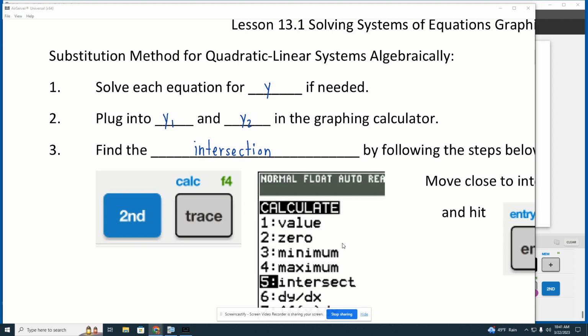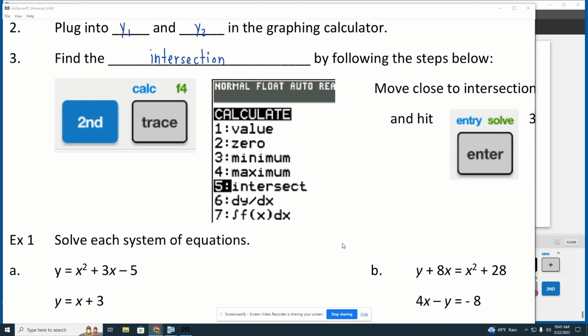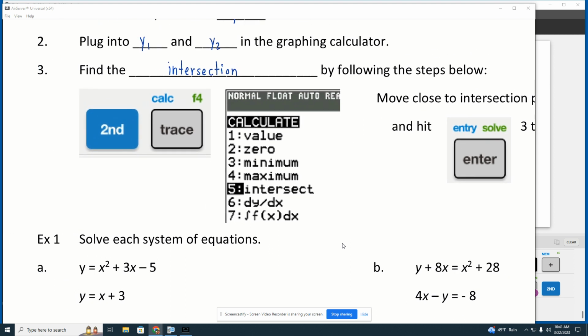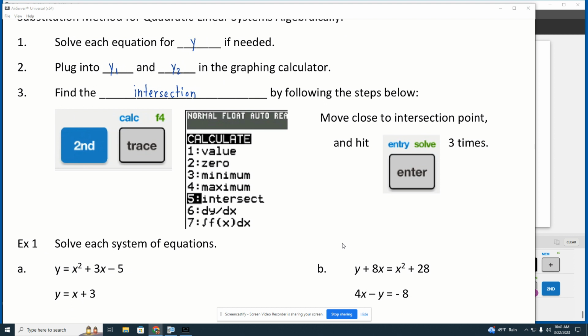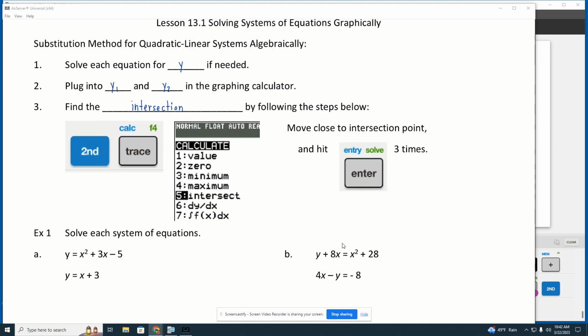And we do that using these buttons. You're going to go second, trace. Then you're going to look at number 5, intersect. And you're going to go as close to that point as you can. And you're going to push enter 3 times. The third one says guess, and that's what it'll do. It'll guess the intersection. And it'll give it to you as an x and a y, which is an ordered pair.